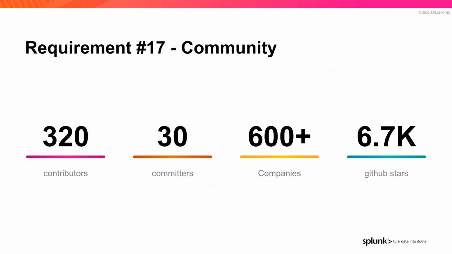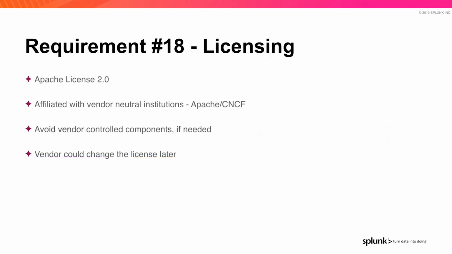So the community is also pretty good. We have 320 contributors, last I saw, and 6.7K GitHub stars. We have around 600-plus companies that have adopted Pulsar, and 30 full-time committers contributing to the project from different companies. The cool thing in the Apache Pulsar project is that everything is Apache licensed and it's not vendor controlled.